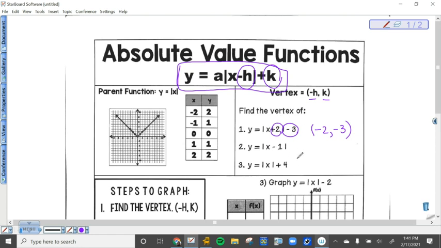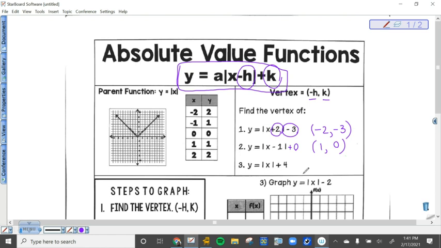I'll assume the next one's negative 1, 0. Not negative 1, positive 1. Because our vertex is at negative h, we take a look at whatever number's here and flip it to the opposite sign. Since this is negative in here, when we write the point, it's going to be positive. So it's going to be 1. And there's an invisible plus 0 right there. 0 is our k.